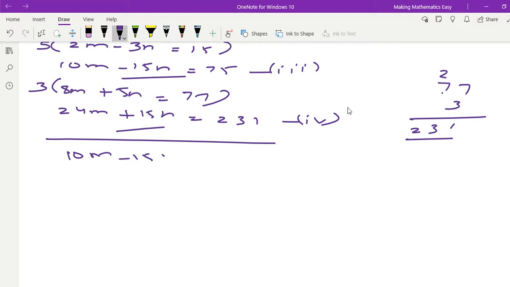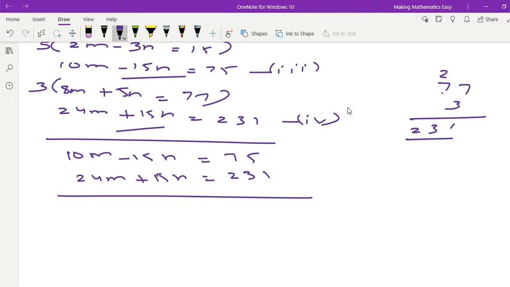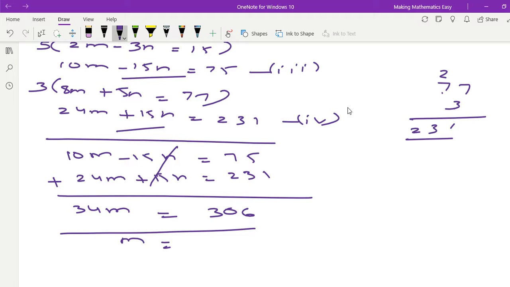10m minus 15n is equal to 775, and then 24m plus 15n is equal to 231. We are adding these two equations, so this will get cancelled. So this 10 and 24, this is addition, so this will be 34m, and this will be 606. Okay, so when we send 34 on the right hand side, so that will come to the denominator.